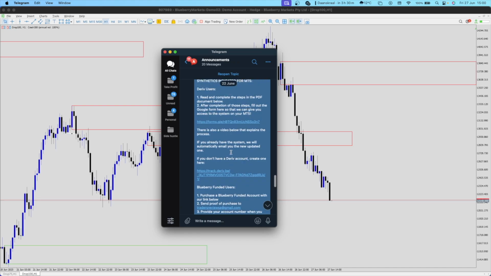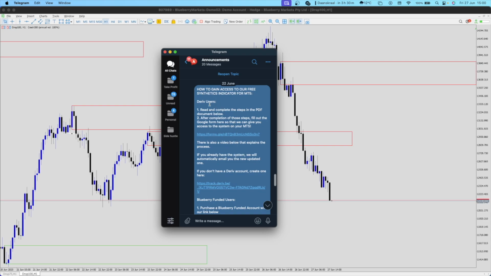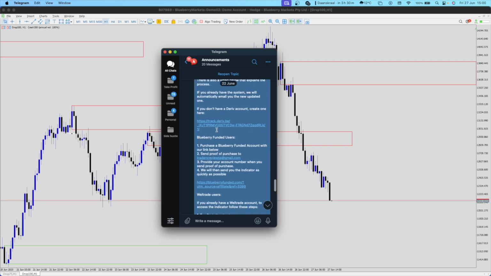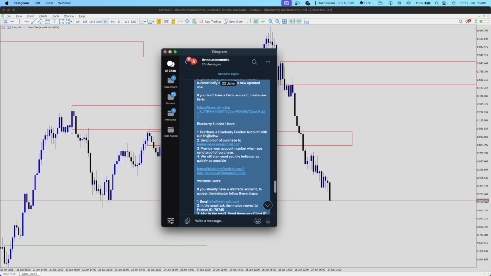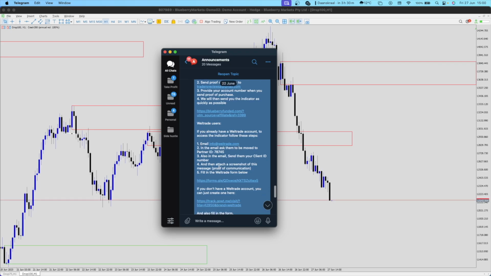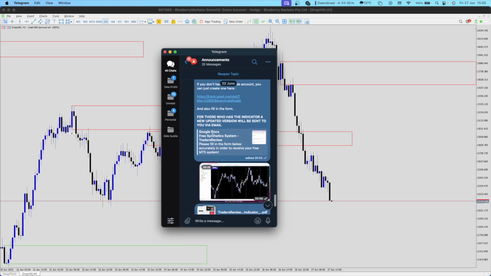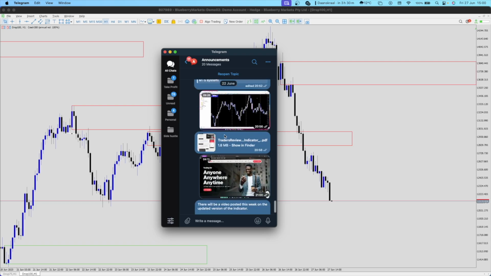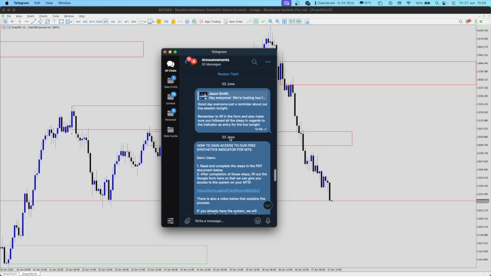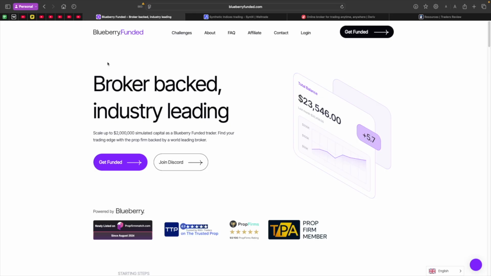And this message here is going to show you exactly step for step, if you are a Deriv trader, how to get the indicator. How to get the indicator with Blueberry Funded, and also if you are a Wild Trade trader, the broker Wild Trade, all the steps are here how you can get this indicator for free. Follow these steps. As you can see, everything is right over here. Awesome, so let's quickly go through the steps.